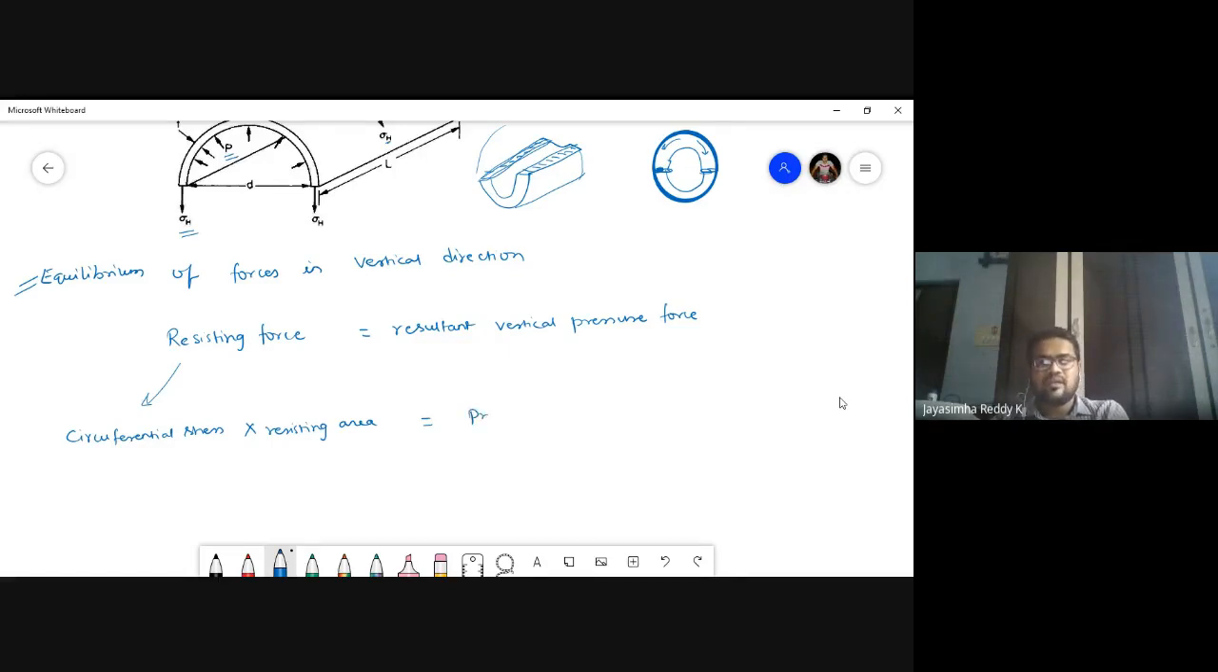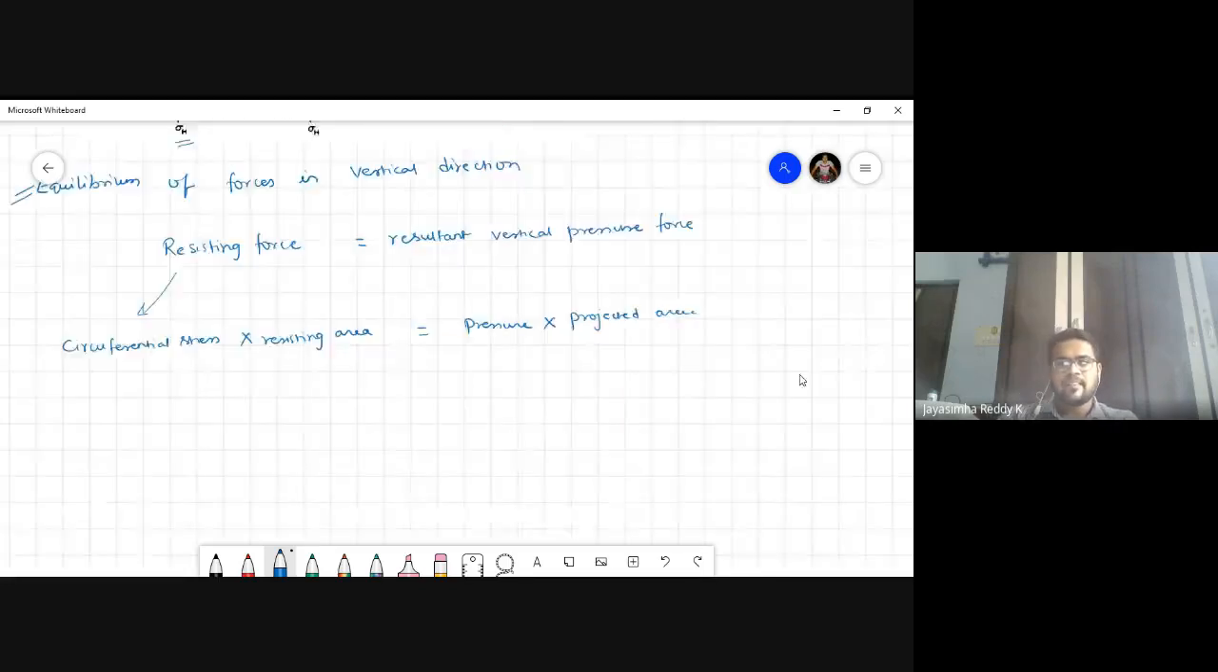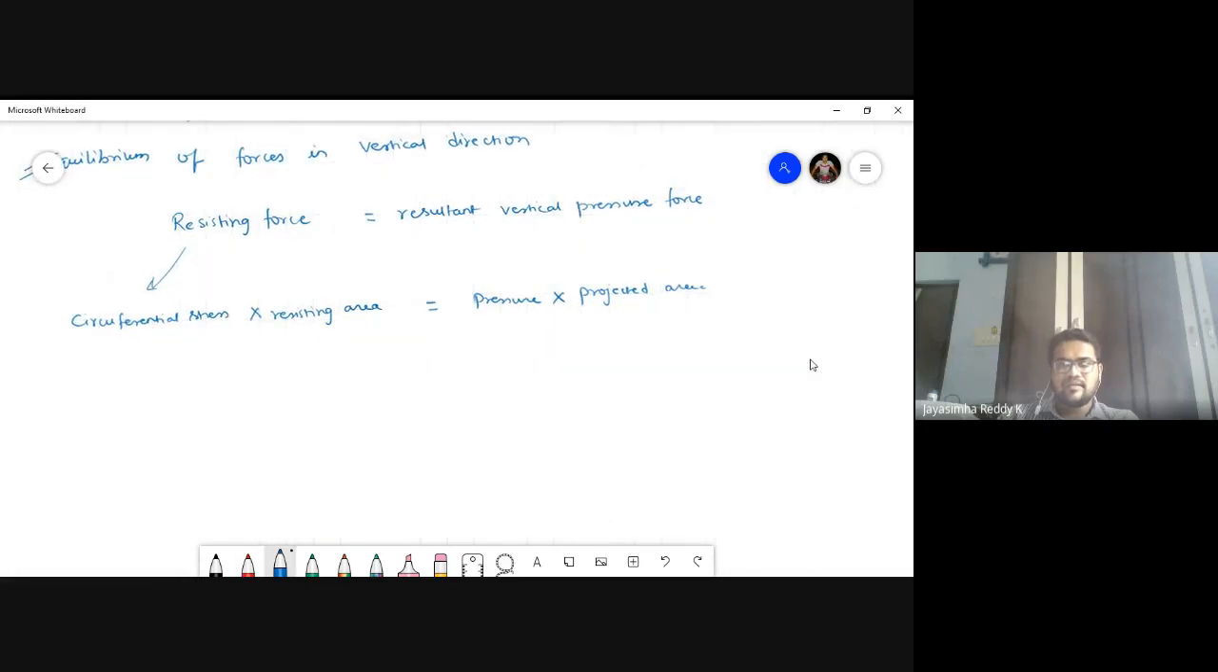Pressure alone will not give us force. Pressure multiplied by area will give us force. Pressure multiplied by projected area, the projected area of that pressure. This pressure is applied over this, and the projected area will be D multiplied by L. Is it clear, students? So circumferential stress, I just give this as sigma h. Resisting area is the resisting area.